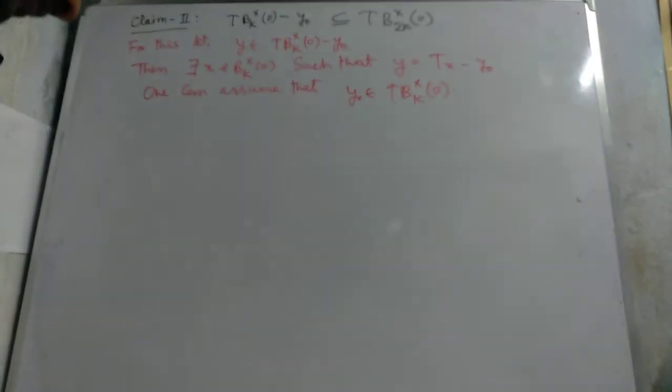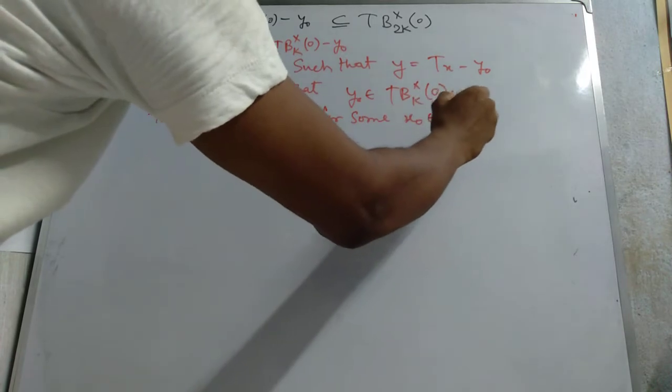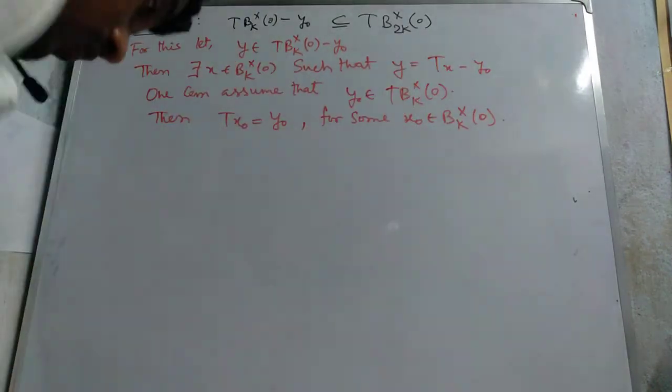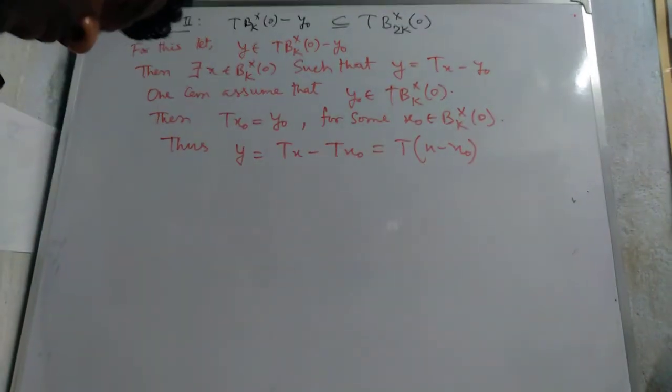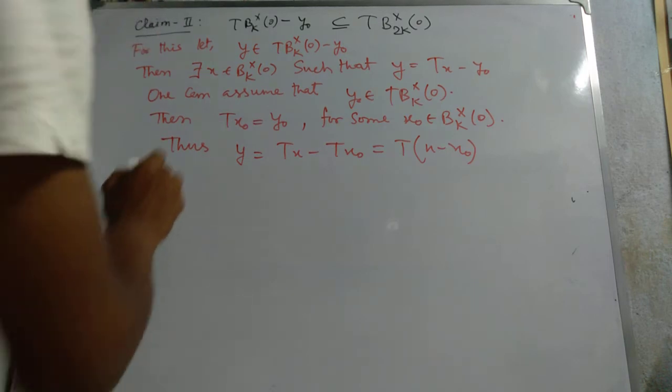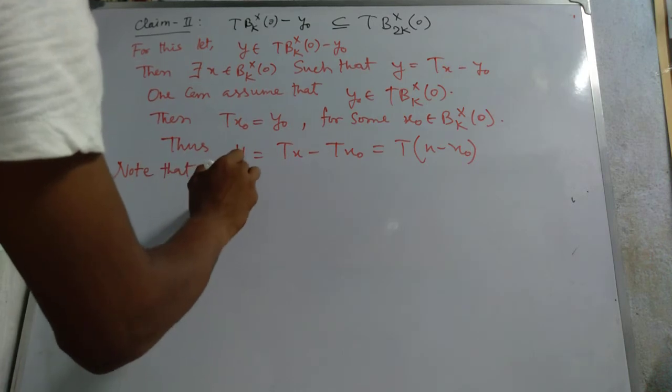Then Tx0 = y0 for some x0 belongs to B_k(x0). Thus y = Tx − Tx0 = T(x − x0). Now note that norm of x is less than k.